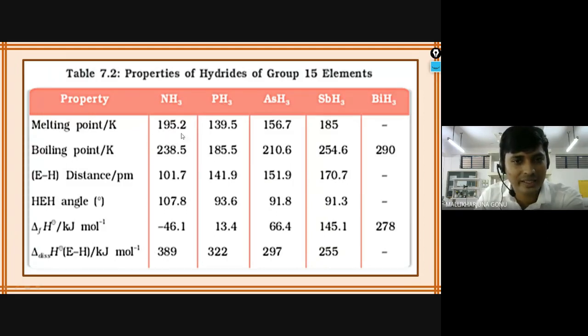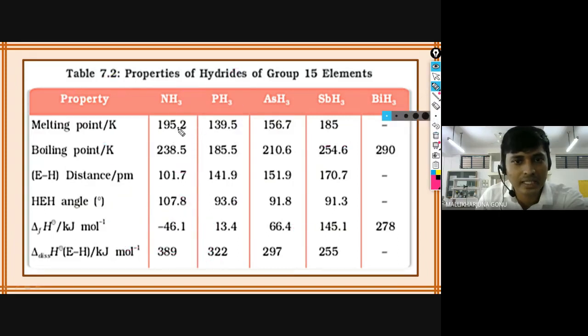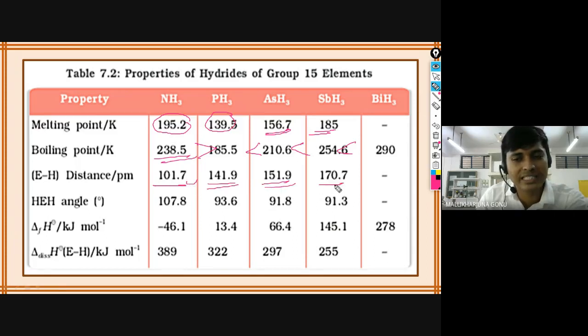All this we have discussed. Here you can see NH3. The melting point of NH3 is how much here? 195.2. But for PH3 it is decreasing, and again it is increasing from AsH3. The same case for the boiling point also. Here it is reverse. In the case of NH3 it is less, but as you go down the group, size is increasing. That's how reducing character and thermal stability all depend on this. And angles are also decreasing.